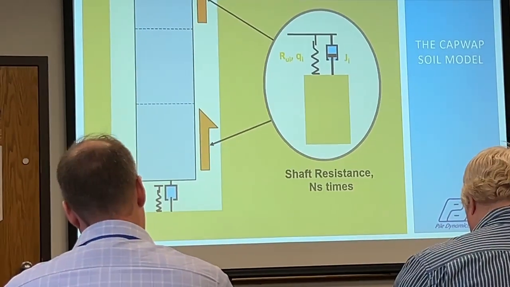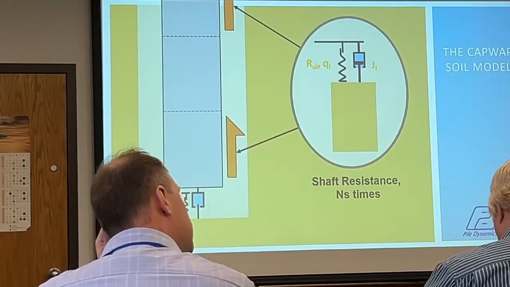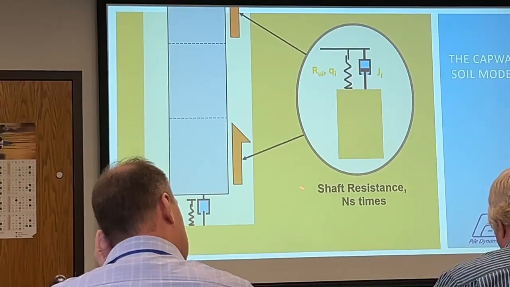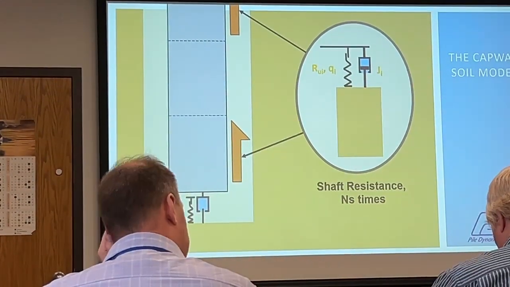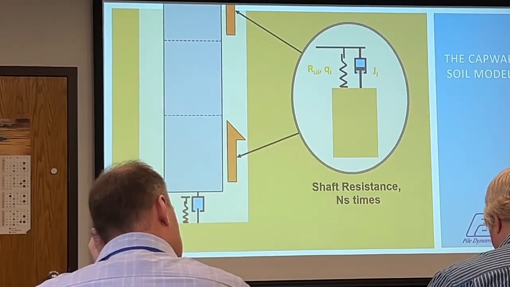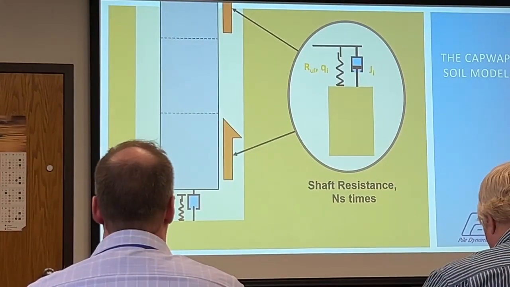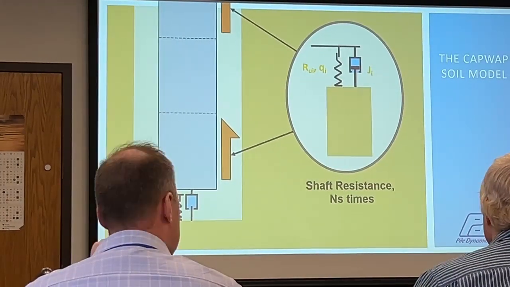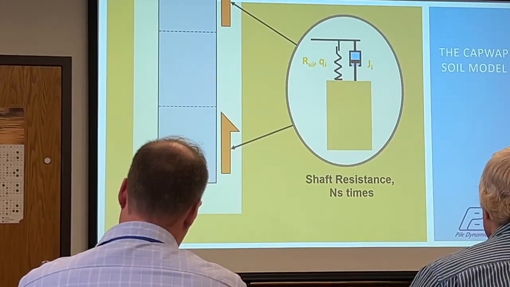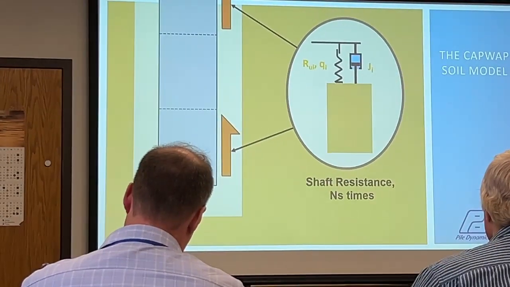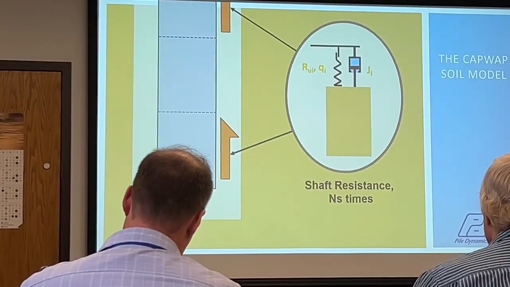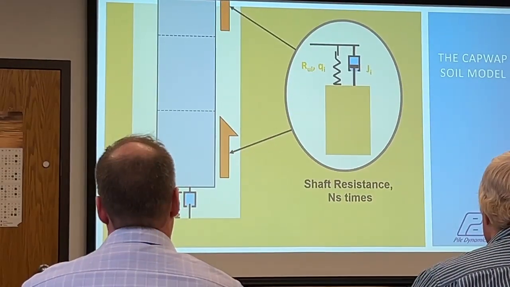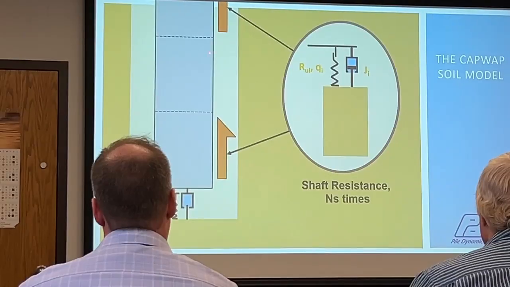So again, the CAPWAP and to some extent the GRLWEAP model are similar. We have a shaft resistance for each soil segment. Typically each soil segment is every 2 meters, every pile segment is every 1 meter, and we skip that strictly because for a 30, 40 meter long pile, you'd have 30 or 40 different things that we need to change as part of the signal match analysis. And so reducing that makes our life easier. You could certainly put a resistance at each pile segment.